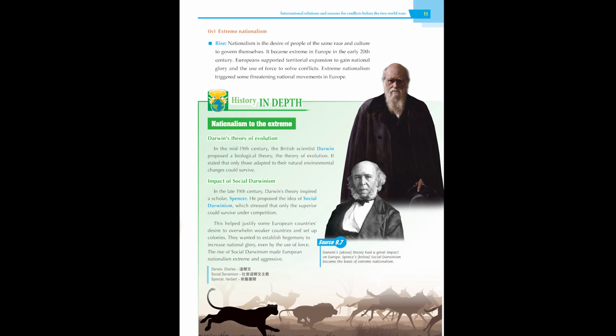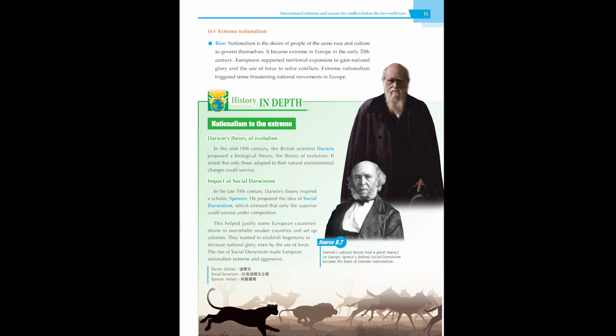History in depth. Nationalism to the extreme. Darwin's theory of evolution. In the mid-19th century, the British scientist Darwin proposed a biological theory, a theory of evolution. It stated that only those adapted to their natural environmental changes could survive.